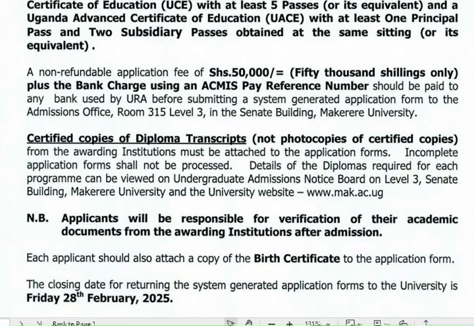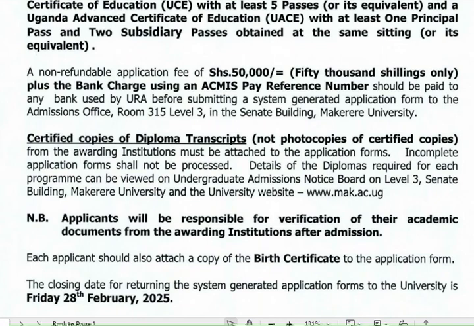So if you don't have the certified copies, you're supposed to go to the awarding institution. Let's say it's the Uganda Nurses and Midwives Examination Board, they're supposed to give you certified copies. If you don't have them, you go with a transcript and you pay usually about 6 copies for 10,000.